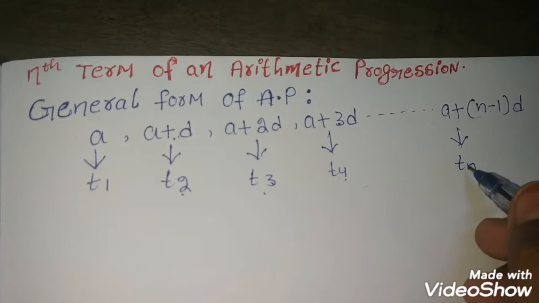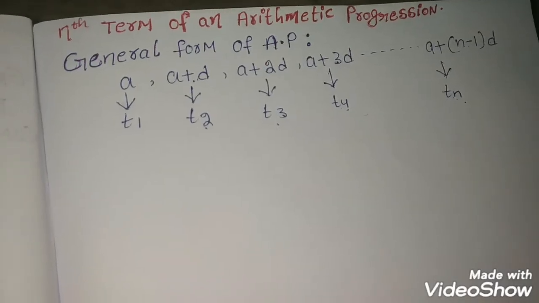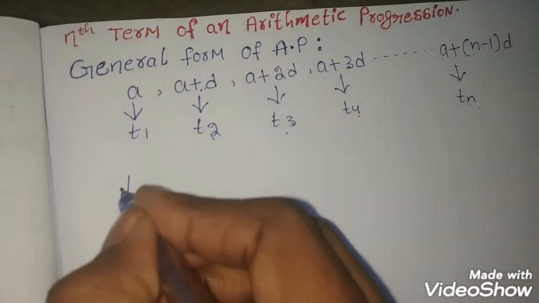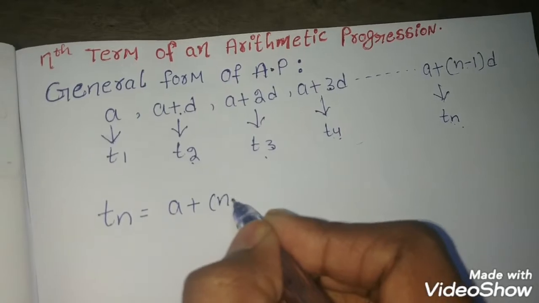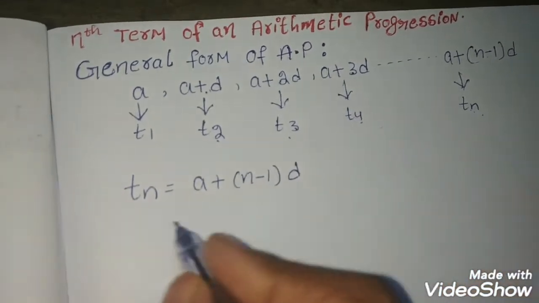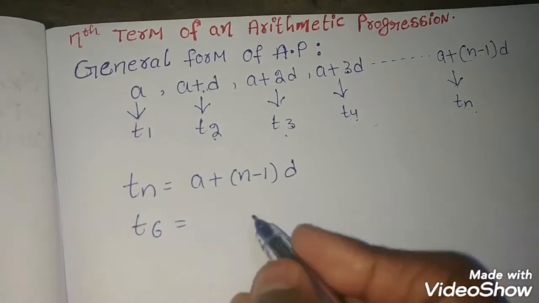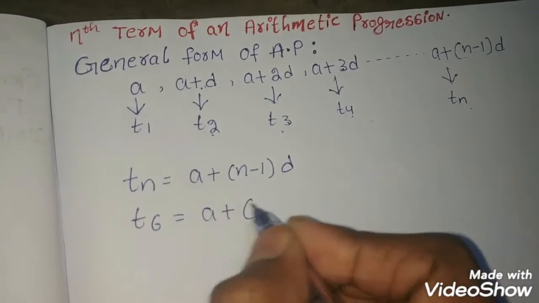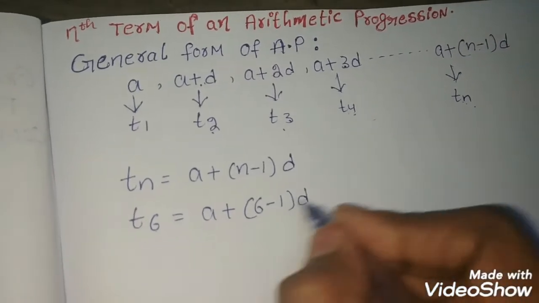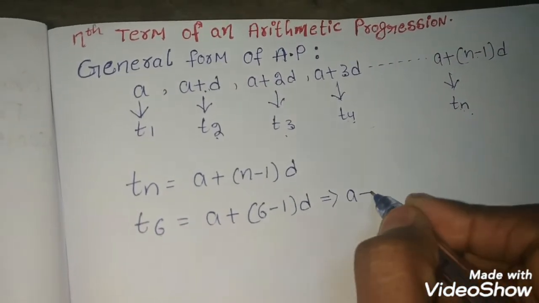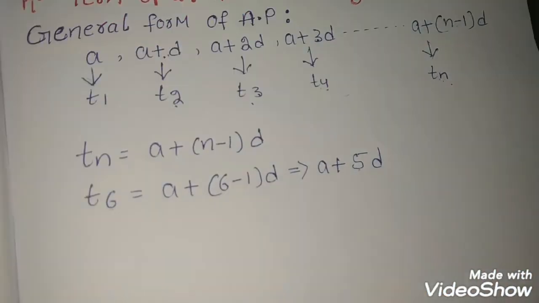So this is the nth term of an arithmetic progression, that is A plus n minus 1 into d. Understand? Here, what is Tn? What we found here: A plus n minus 1 into d. If you want T6, that is term 6, then how can you write it? That is A plus, what is n here? 6 minus 1 into d. So what do we get here? A plus 6 minus 1 is 5d.